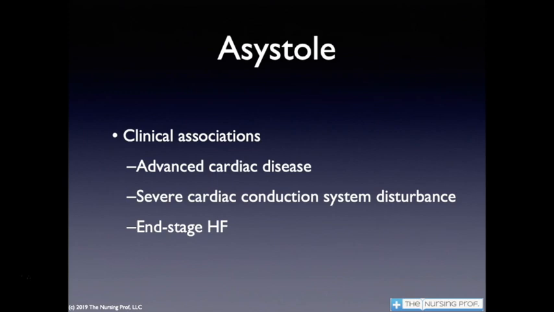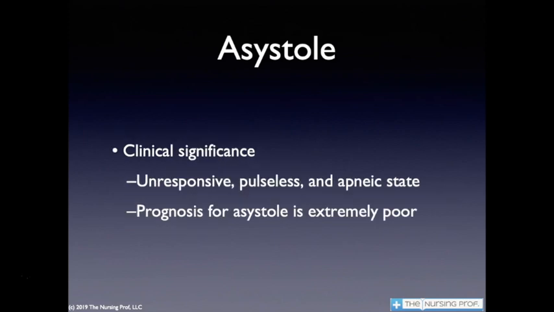Clinical associations, advanced cardiac disease. And again, people don't typically go into asystole. This is usually a situation where the patient has deteriorated. They went into VTAC, then they went into VFib, and now they're in asystole. So they decompensated down to asystole. Because of that, we're going to usually start with doing some CPR. The patient's unresponsive, pulseless, they're not breathing.